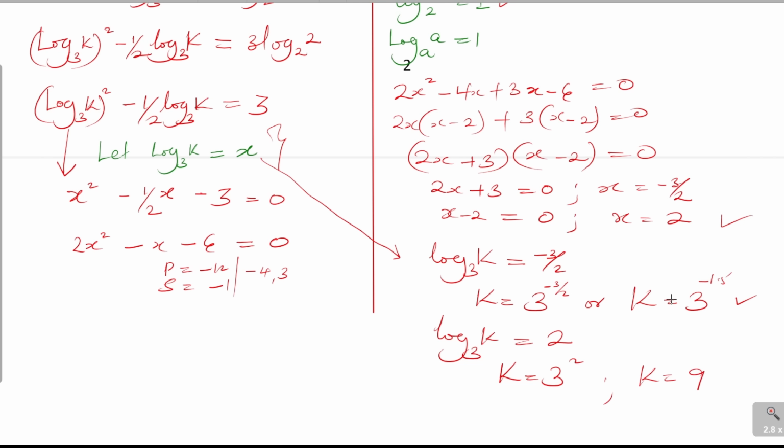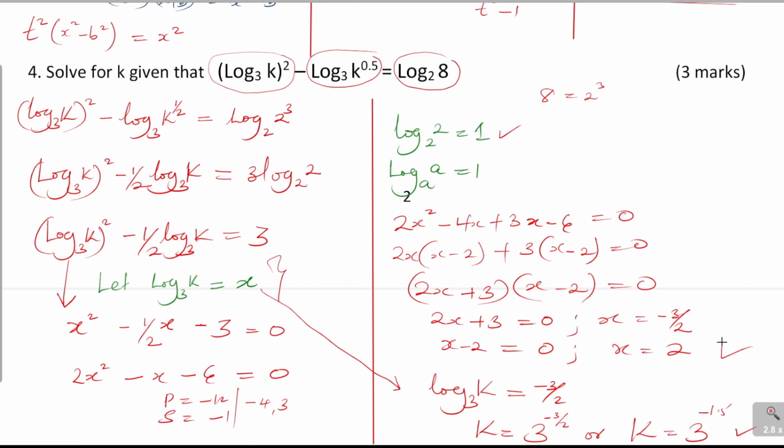So these are the two values of x, not x but k. So k is equals to 3 to power negative 1.5. So you can get that, 3 to power negative 1.5, that one you will have it as k is equals to 0.1925, or k is equals to 9. So that is how you're supposed to solve that question on logarithms.